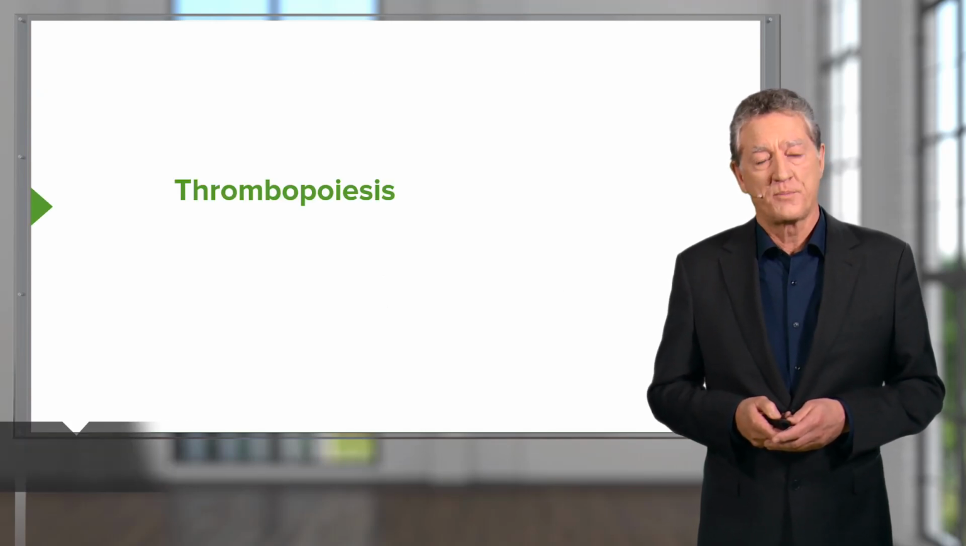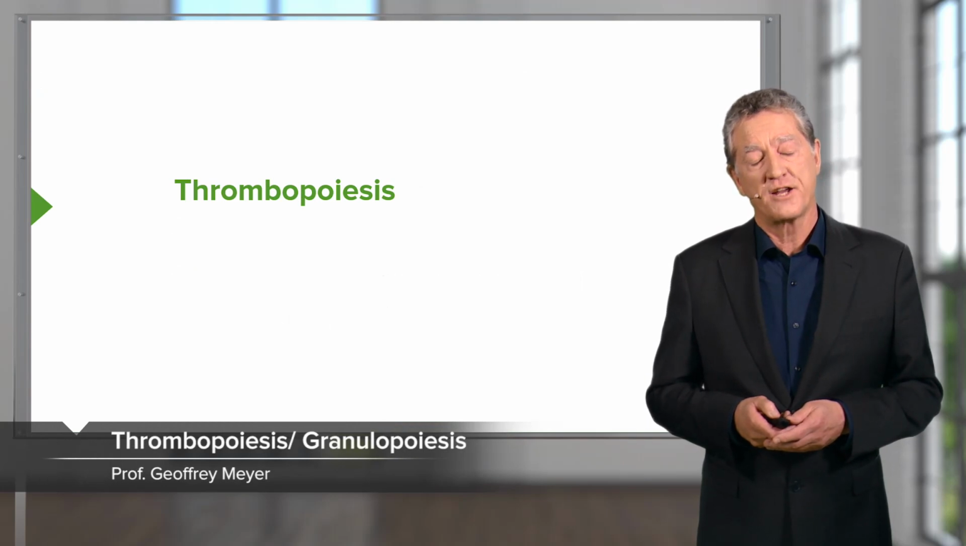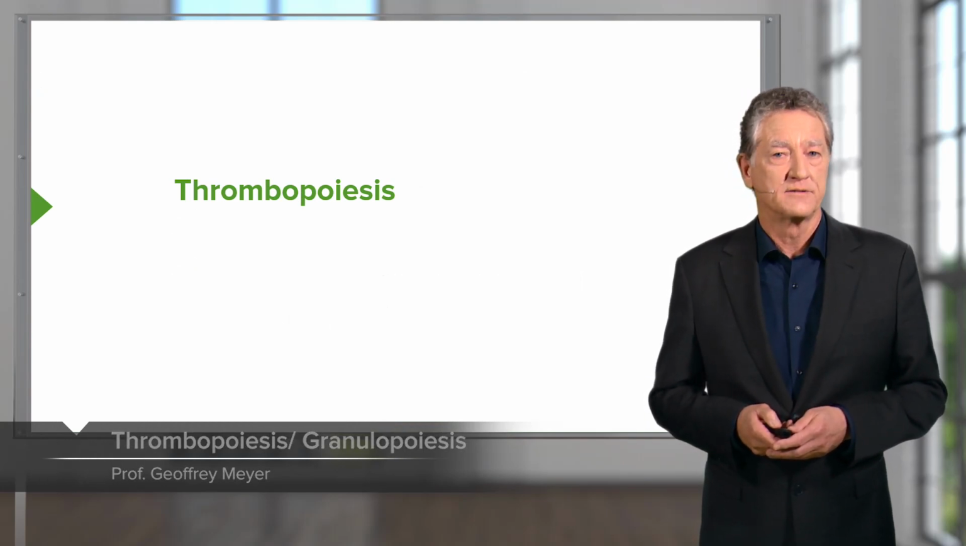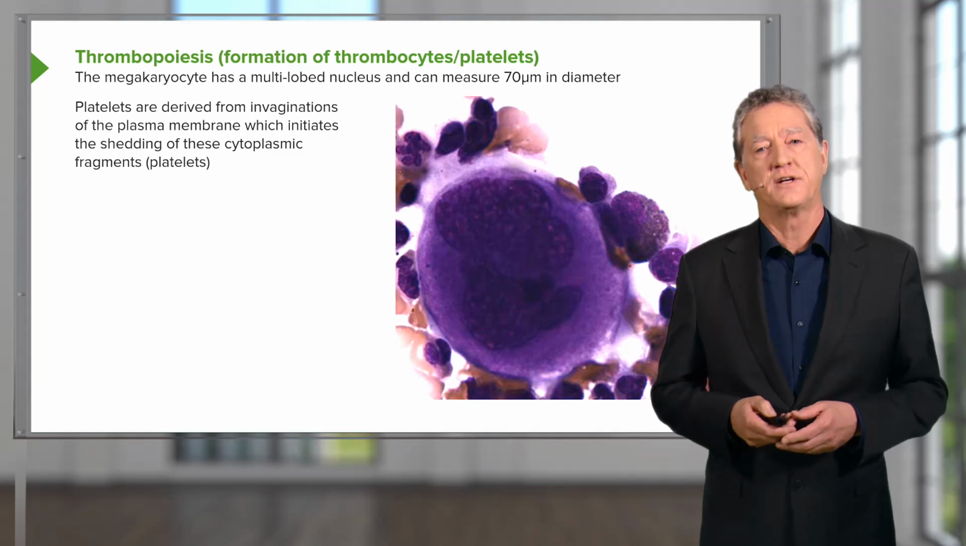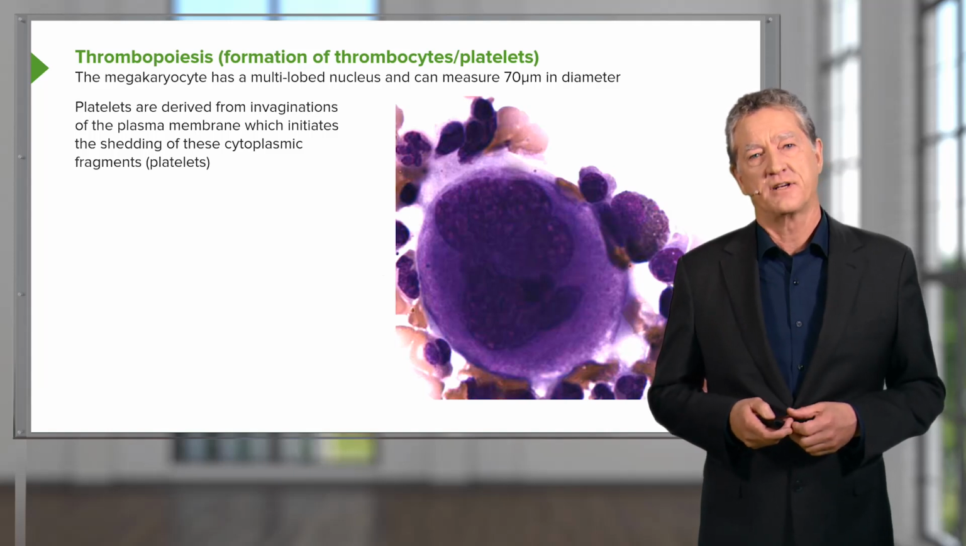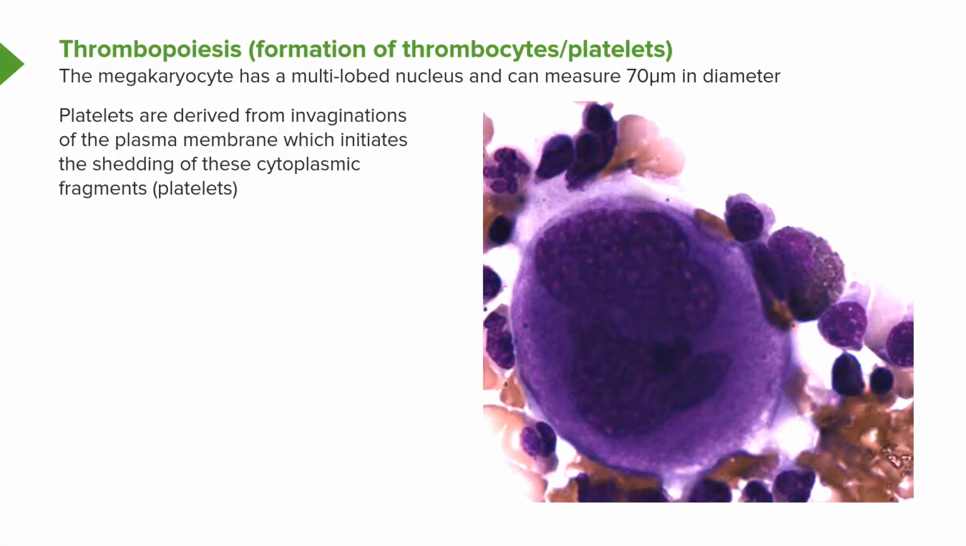Let's look at thrombopoiesis, or the formation of the platelet. Here is a huge cell. This is the megakaryocyte. It's multi-lobed. It often has many, many different components to the nucleus. It's a huge cell, up to about 70 microns or even bigger.